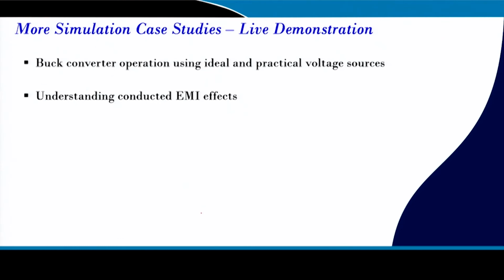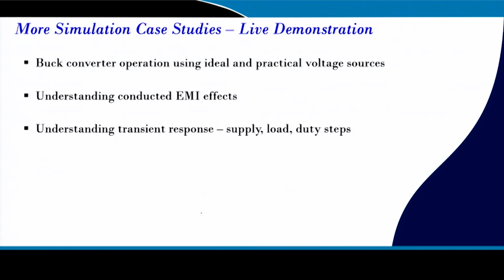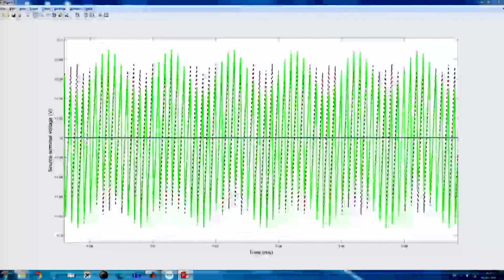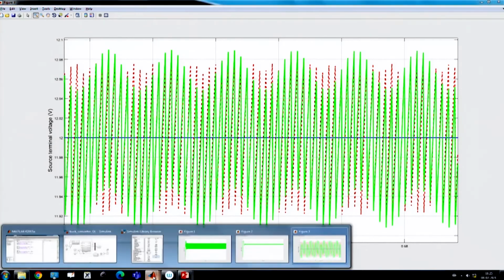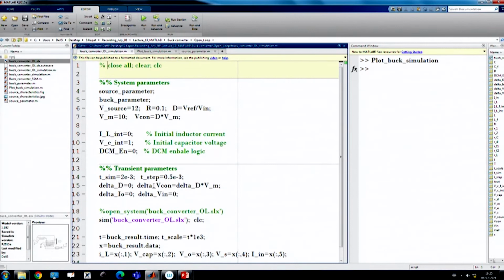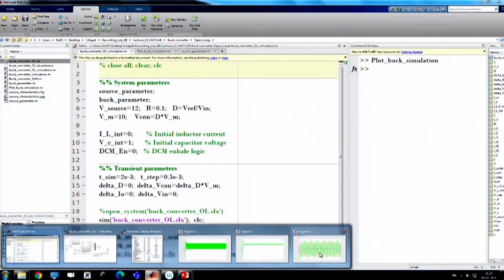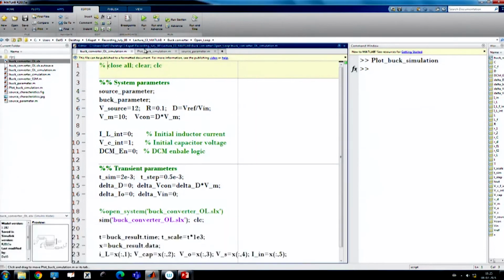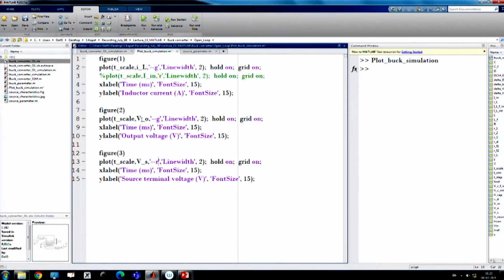So, conducted EMI. Then we want to see understanding transient response: supply, load and duty step. Right now what we are doing is a steady state response, there is no transient. Now, with this filter let it be there, I want to see what the effect is due to the transient. So, let me first make this blue color.